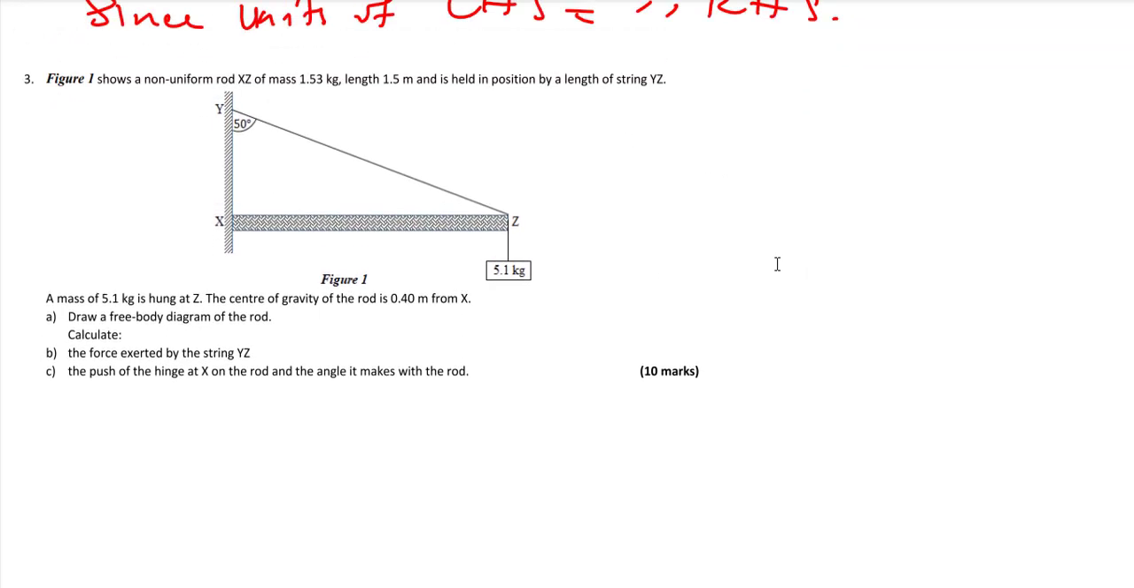Figure 1 shows a non-uniform rod XZ of mass 1.53 kg, length 1.5 meters, held in position by a length of string YZ. A mass of 5.1 kg is hung at Z. The center of gravity of the rod is 0.4 meters away from X. So we'll call this O. We'll call this G. So this distance is 0.4 meters. Draw a free body force diagram of the rod.